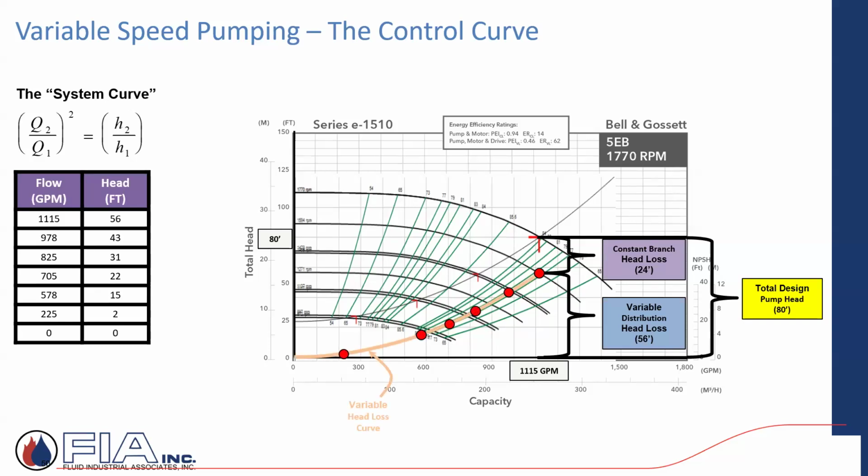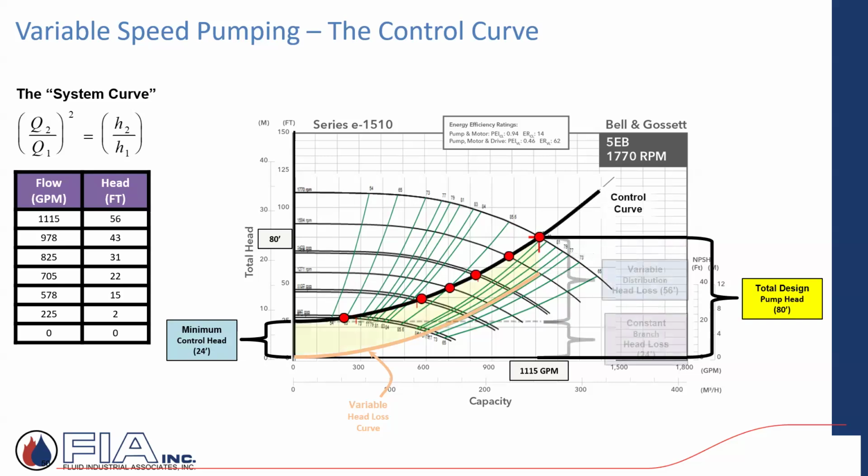So what they're showing here is the variable head loss. As you're changing the flow, you're changing the pressure drop. We have this built in, so we're not going to drop below that 24 feet minimum control head. So when you start to apply it, what we're showing here is the variable head loss, and here's our constant 24 feet of control head, or control branch head loss.